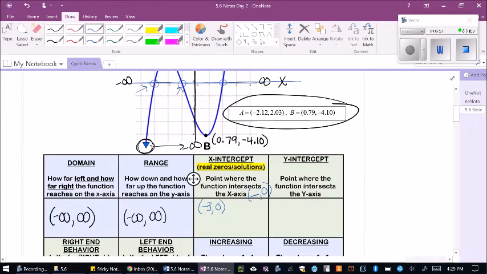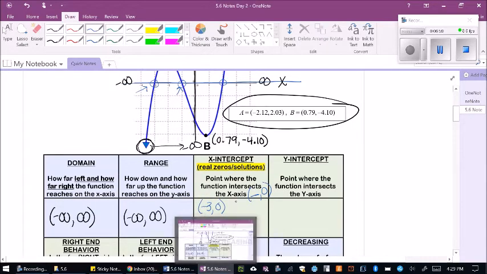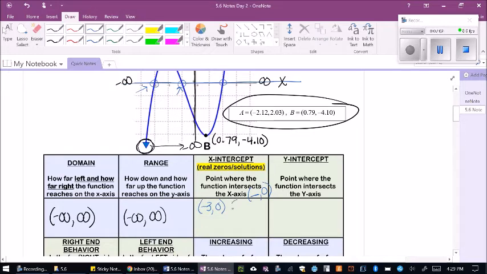This second 0 right here will be negative 1, comma, 0. And then this final 0 here will be 2, comma, 0. So notice how I had 3 spaces, or 3 points, 3 solutions, and so I will not always have 1.